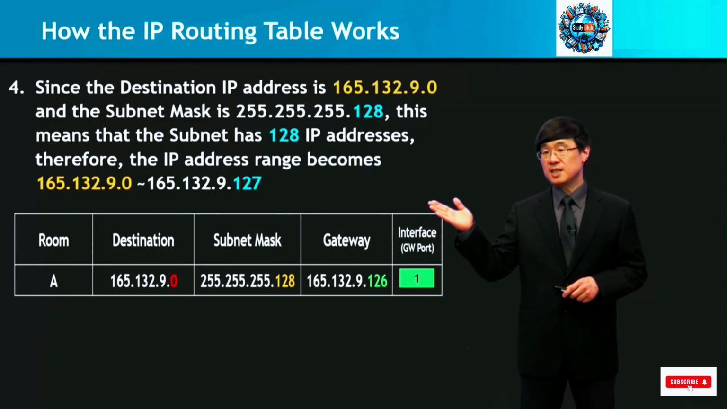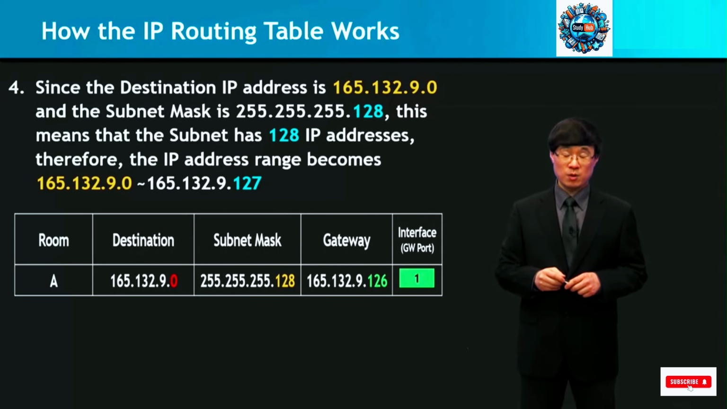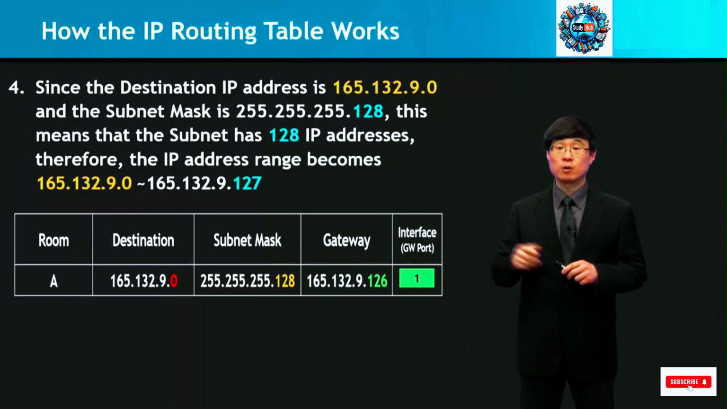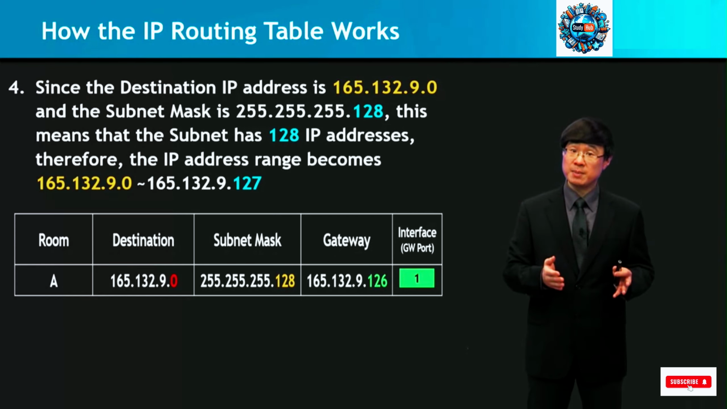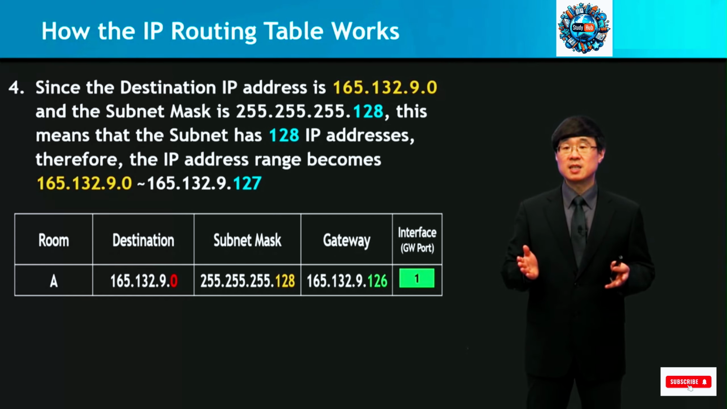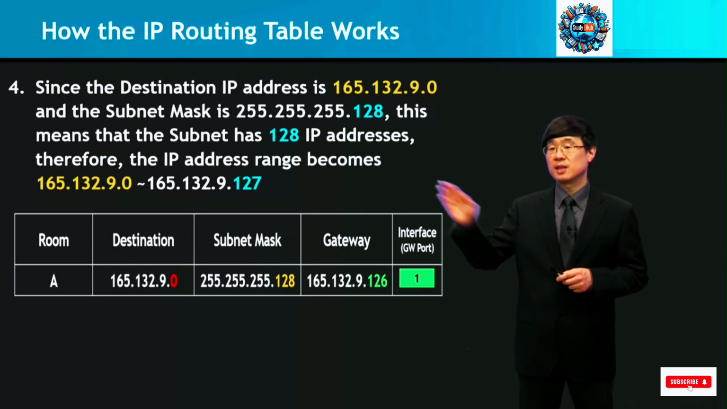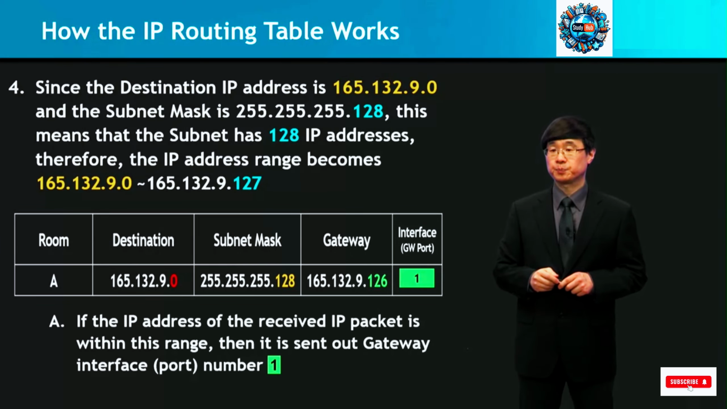Now, since the destination IP address is 165.132.9.0 and the subnet mask is set up as 255.255.255.128 for the first one, for room A's subnet, well, this gives out an IP address range like this. In other words, from 165.132.9.0 to the last number of 127.